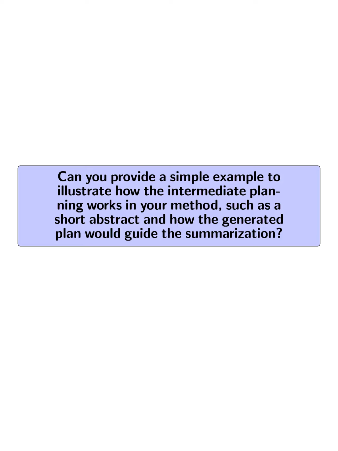Can you provide a simple example to illustrate how the intermediate planning works in your method, such as a short abstract, and how the generated plan would guide the summarization?